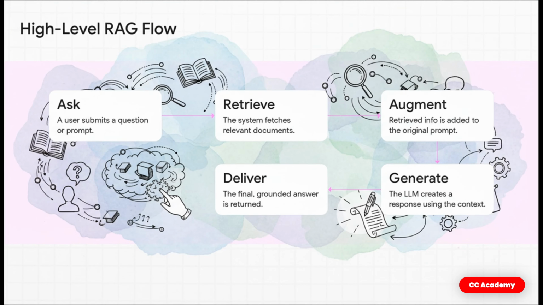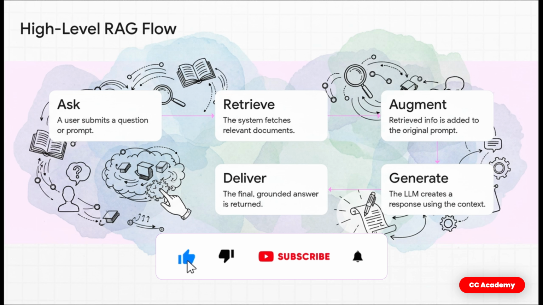You ask a question, the system goes and finds relevant info. It then combines that info with your original question and hands that whole package over to the LLM. The LLM then spits out a smart, informed answer. Simple, right? Now let's zoom in on those middle steps because that's where the magic happens.